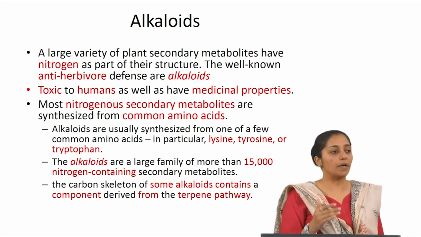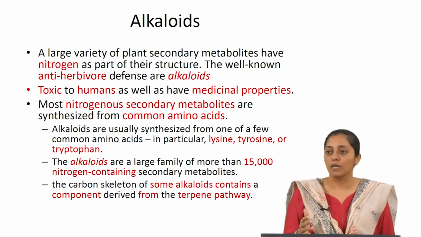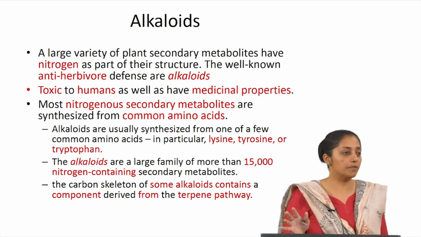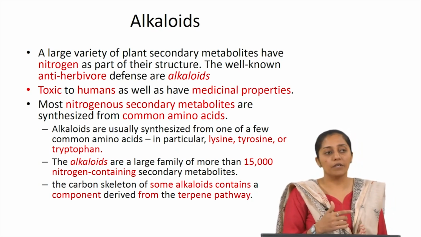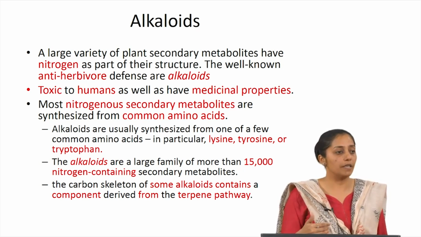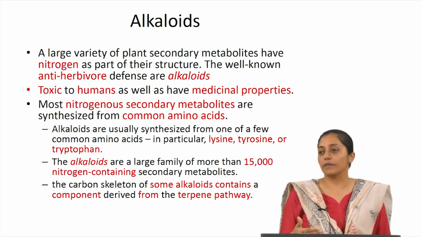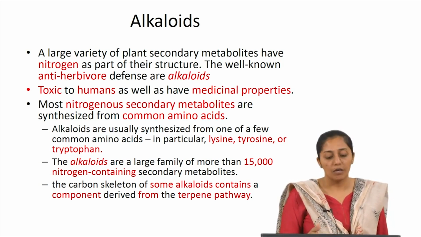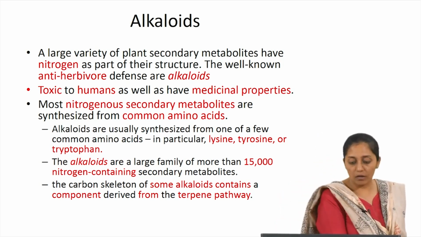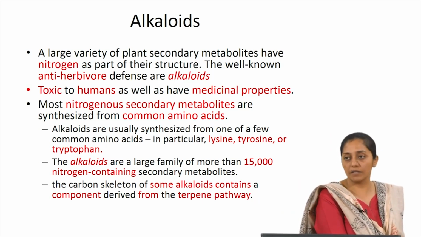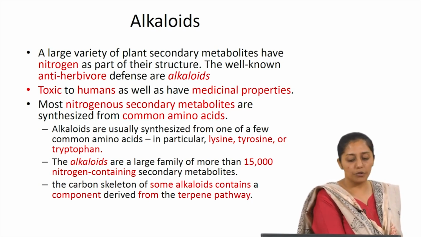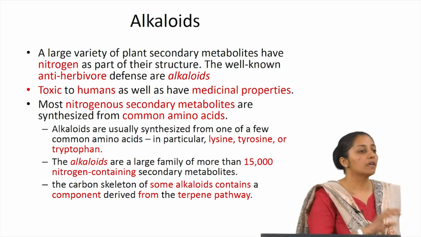Alkaloids are one of the nitrogen containing compounds. There are almost 15,000 different types of alkaloids present. In these we also have other nitrogen containing compounds which are not that well known or commercially utilized, but have a function to play in plant defense. Alkaloids are generally used as anti-herbivore in the plant system. They are toxic to humans, and most nitrogenous secondary metabolites are synthesized from amino acids.